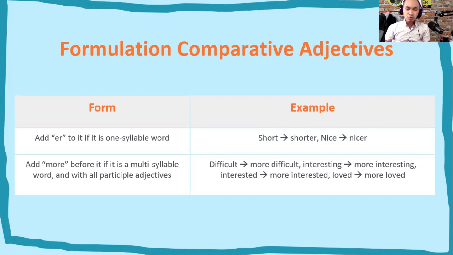And then the second one, you add "more" before the word for multi-syllable words, which means more than one syllable, and with all participle adjectives. So for example, difficult. Difficult is multi-syllable, more than one syllable, so you need to add "more" before the word. Example, more difficult. Interesting, more interesting. Interested, more interested. Love, more love.